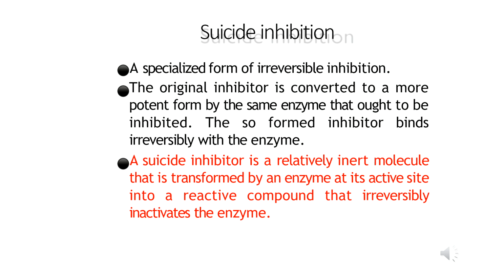Next is suicide inhibition. So the suicide inhibition is a specialized form of irreversible inhibition. And here the original inhibitor is converted to a more potent form by the same enzyme that ought to be inhibited. The so formed inhibitor binds irreversibly with the enzyme. A suicide inhibitor is a relatively inert molecule that is transformed by an enzyme at its active site into a reactive compound that irreversibly inactivates the enzyme.